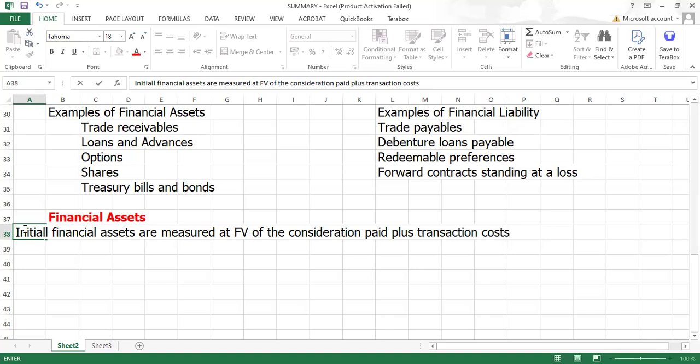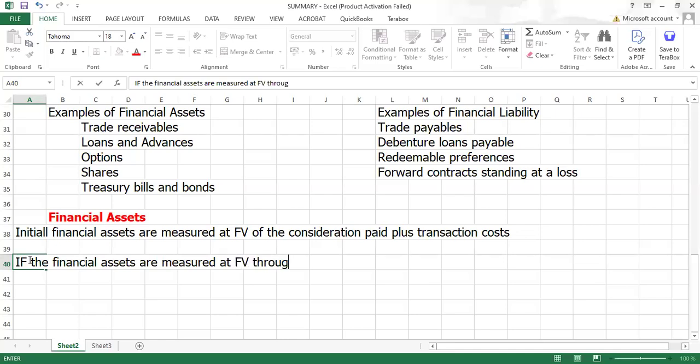So transaction costs, those could be like legal fees, the professional fees. And it all depends on the criteria you are using. If the financial assets are measured at fair value through profit or loss, then the transaction cost must be expensed. Remember we have three things that we talk about.